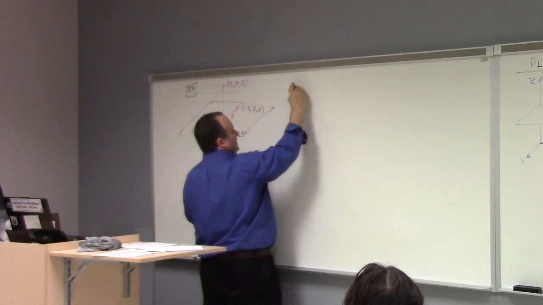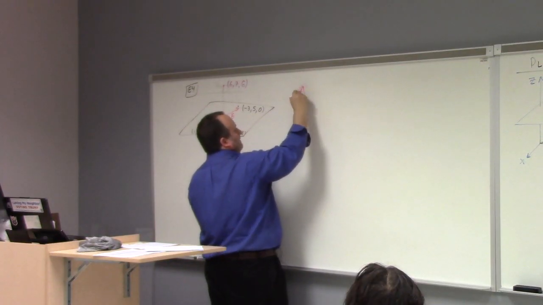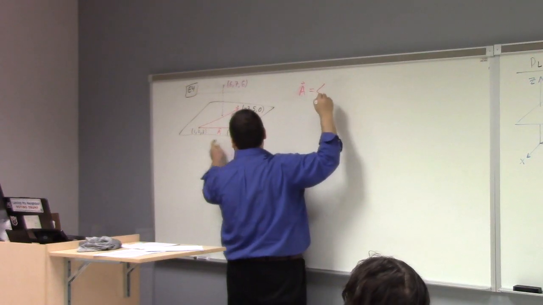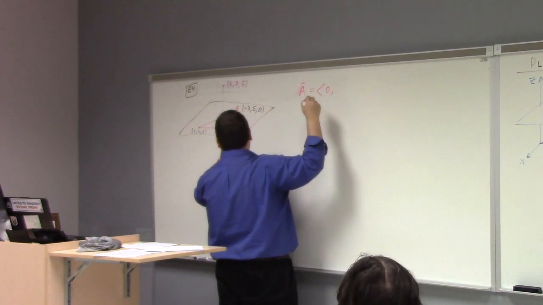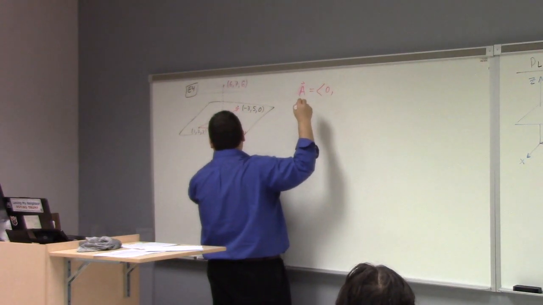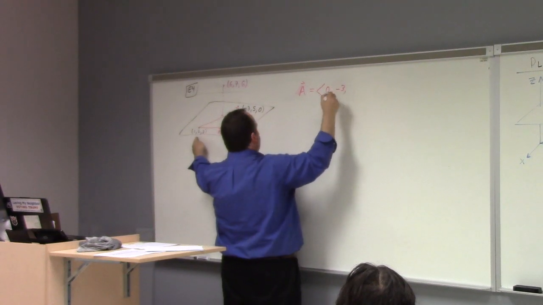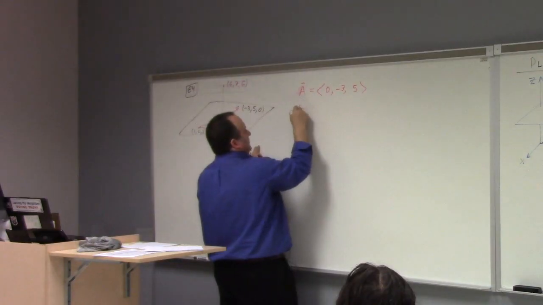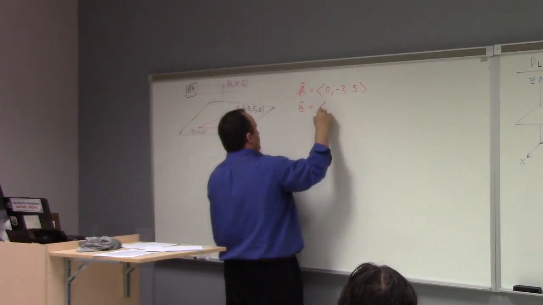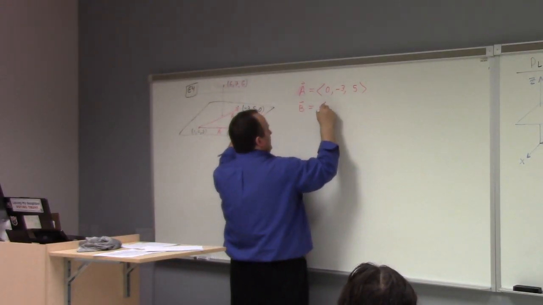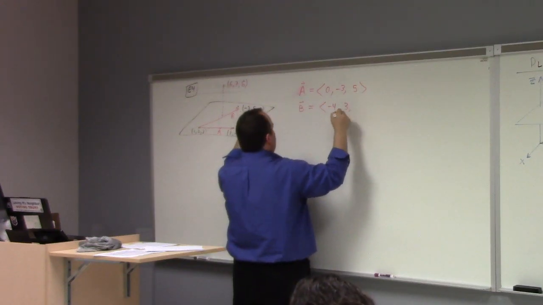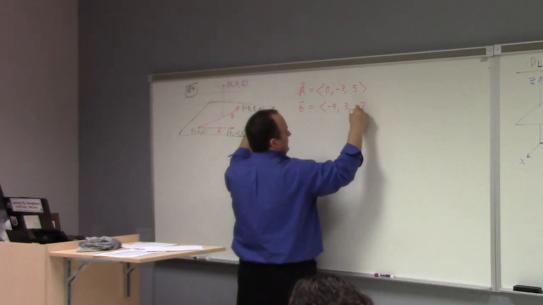So A is equal to, what we got? 1 minus 1, 0. Minus 1 minus 2 is minus 3. 8 minus 3, 5. That's my one displacement vector, which is a tangent vector to the plane. The B vector, minus 3 minus 1 is minus 4. 5 minus 2 is 3. 0 minus 3 is minus 3.